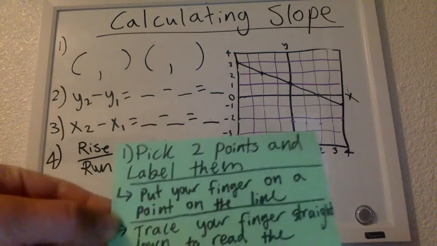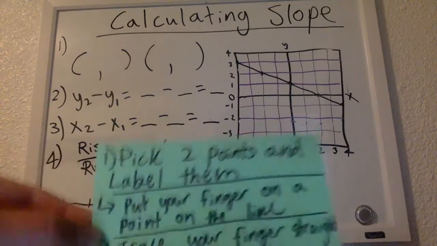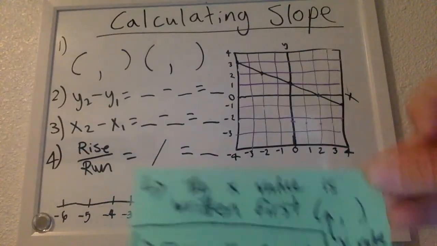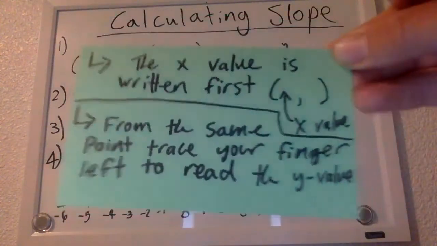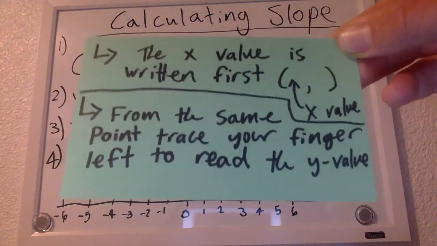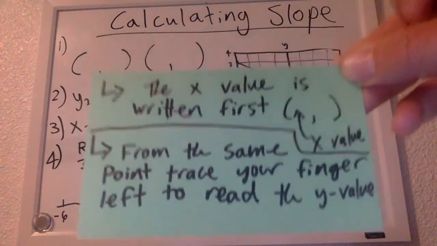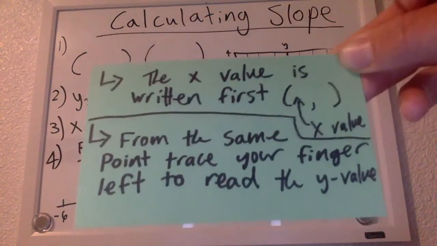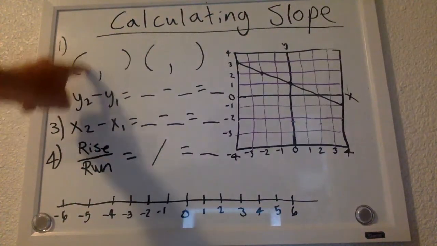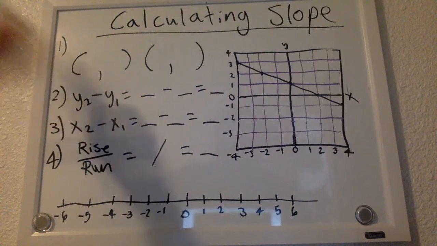So that's your first step. Trace your finger down to read the x value. And then when we write this down, the x value is written first. So the thing that you read down is written first in the parentheses, and that's your x value. So if I were to record an x value, I would put it here in my parentheses.